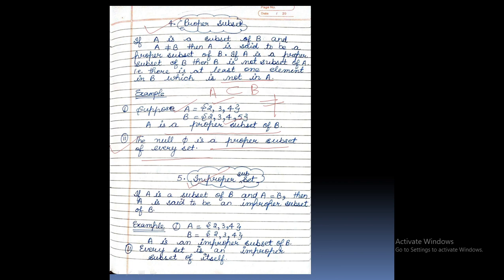If A is a subset of B and A is equal to B, if A is a subset or equal to B, then A is said to be an improper subset of B. For example, A has 2, 3, 4, B has 2, 3, 4. Both are the same values, both have 3 elements and both are same. So we can say that A is an improper subset of B because A is a subset of B, and B is a subset of A. And so that's why we can say that it is an improper subset. Every set is an improper subset of itself.